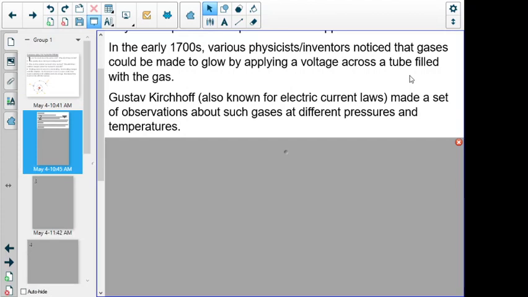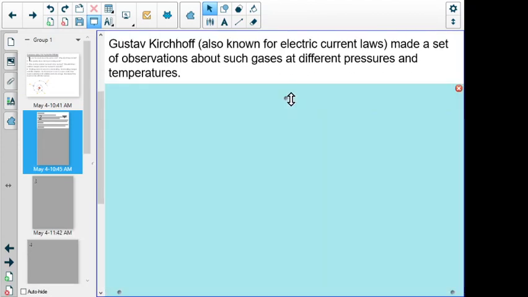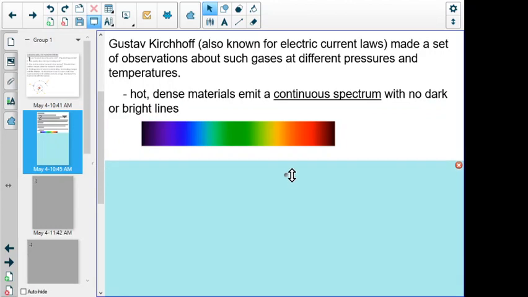Now, Gustav Kirchhoff, who, if you take any electrical engineering courses, you will either love or hate his various laws, made a whole bunch of sets of observations about gases at different temperatures and different pressures. And he observed certain properties. Now, this is stuff that you guys need to know.